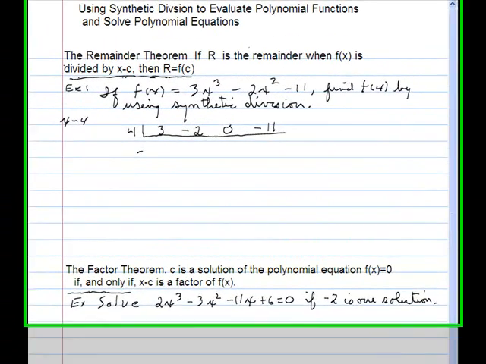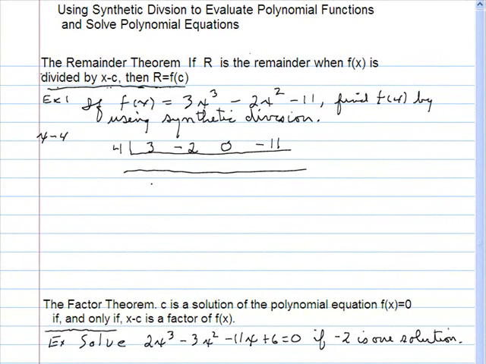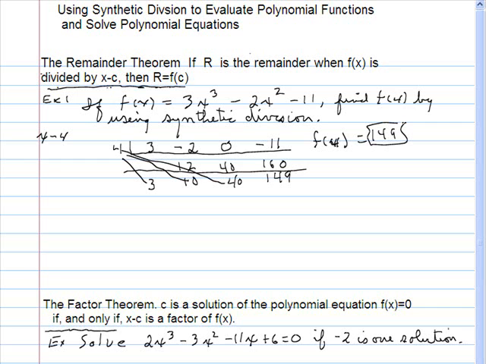So I start my division. I bring the first number down, I multiply by the 4, write it here, and add. I multiply by 4, write it here, and add. I multiply by 4, write it here, that's a big one, 160, and I add 149. So that says that f of 4 is 149. It is the remainder.